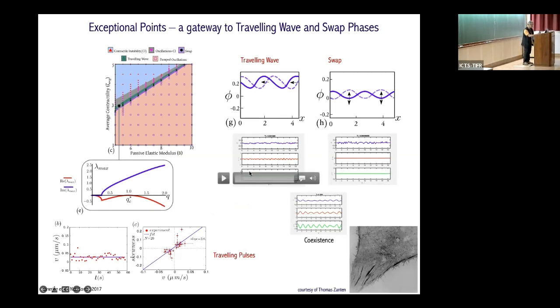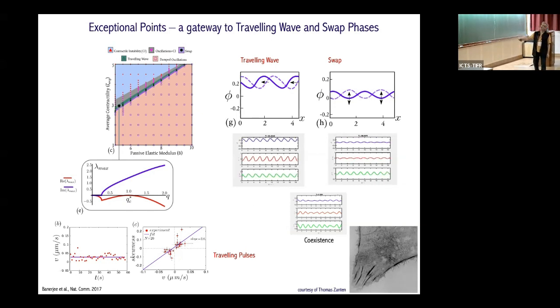There is a regime in parameter space where you get traveling waves, and this can be studied analytically. And something called swap. So that's a traveling wave solution, and this is a swap phase. You can see it's like a standing wave. And in other regimes of parameter space, you get this funny coexistence, which we haven't understood. A coexistence between traveling waves and swap.